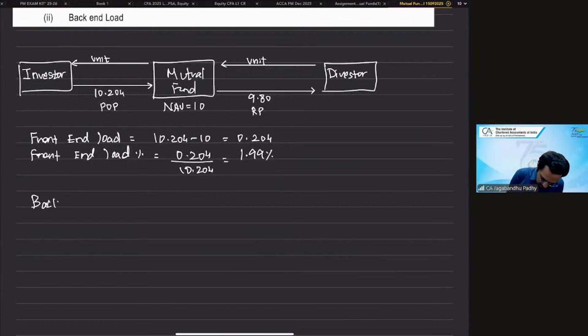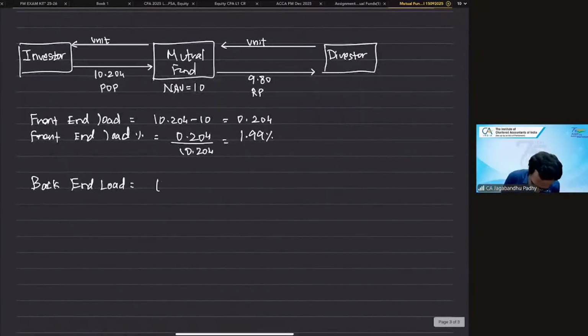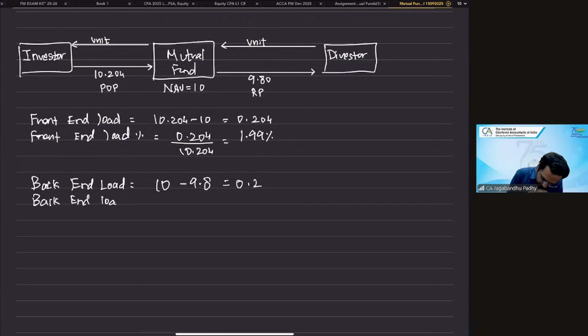When you're divesting from the mutual fund, when you're removing your money from the mutual fund, what is the back end load that we have? Back end load is what? The unit which is worth 10 is being redeemed for 9.8, so the back end load is 0.2, right? Now, what is the back end load percentage? Back end load percentage will be 0.2 on 9.8.